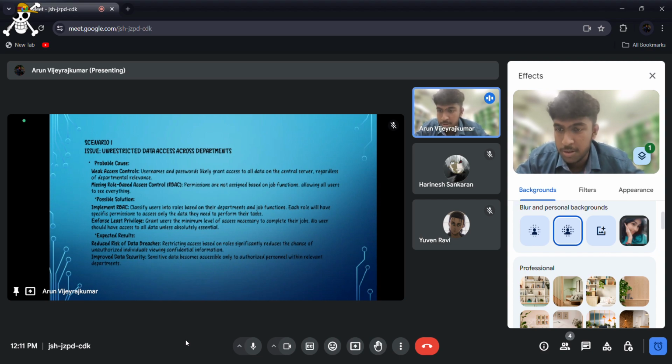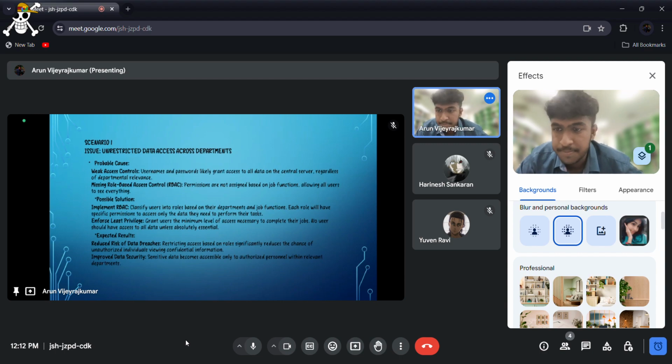A possible solution is to implement RBAC, role-based access control, to classify users into roles based on their department and job function. Each role will have specific permission to access only the data they need to perform their tasks. Enforce least privilege: grant users the minimum level of access necessary to complete their jobs. No users should have access to all data unless absolutely essential.